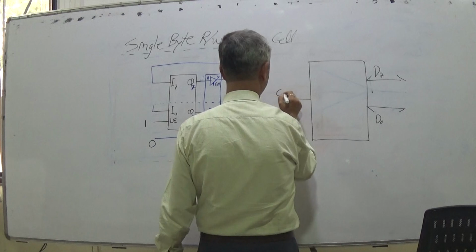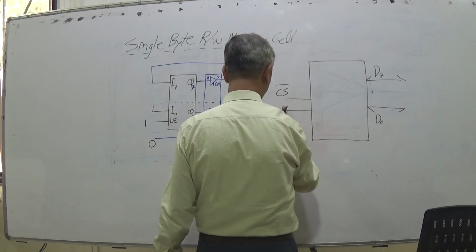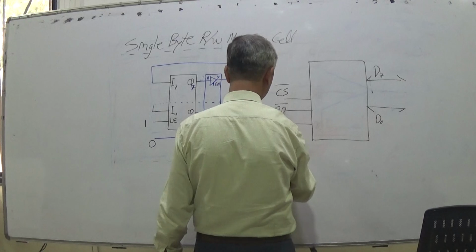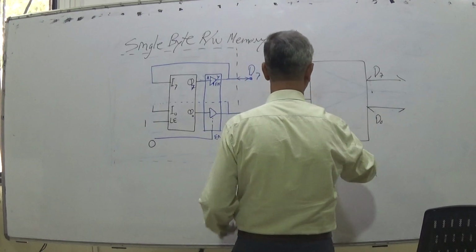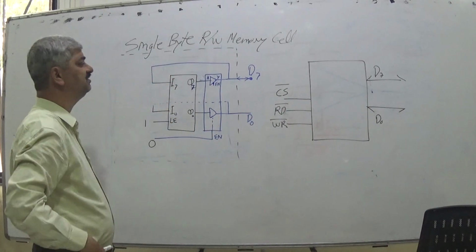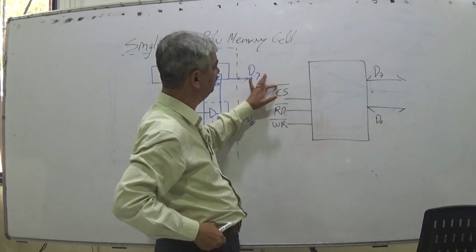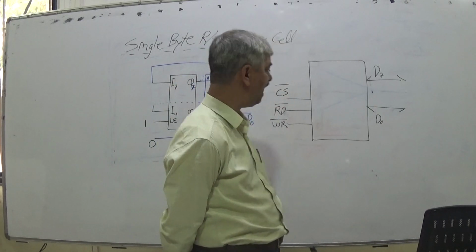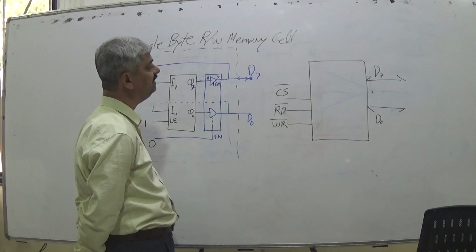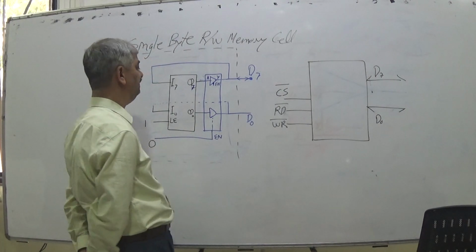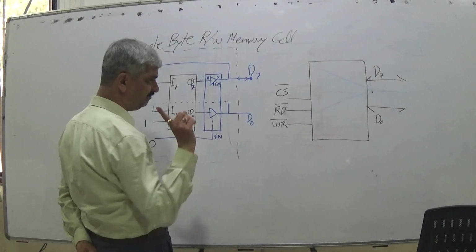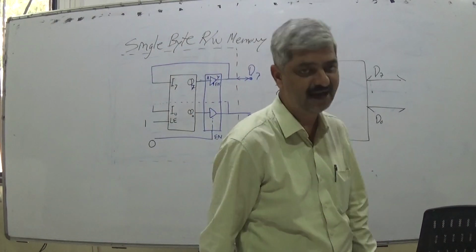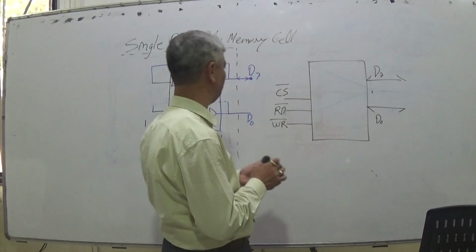3 lines: chip select bar, read bar and write bar. So these are the names given, and the logic is active low. Now chip select bar. If this chip select bar is 0, then this buffer, if this chip select bar is 0, then neither reading nor writing happens.